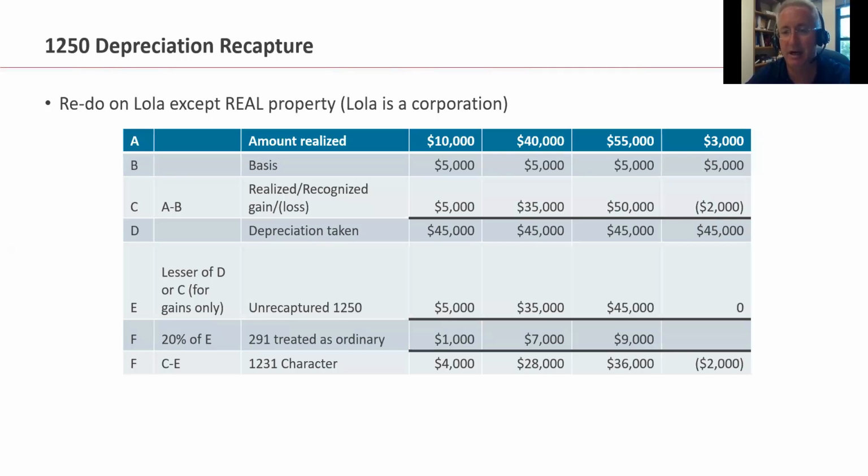So if I look in the second column, 40,000 minus 5, that's a $35,000 gain. I would have recaptured 35, but it's unrecaptured under the 1250 rules. I take 20% of that amount. That's 7,000. 35 minus the 7 is what falls down to 1231. Under the 55, same thing, $45,000 gain. What's unrecaptured? Sorry, $50,000 gain. What's unrecaptured? The $45,000 of depreciation. I take 20% of that amount, 9,000. The rest of it falls to 1231 character. And then in the final one, it's just a loss. There's no recapture for losses.